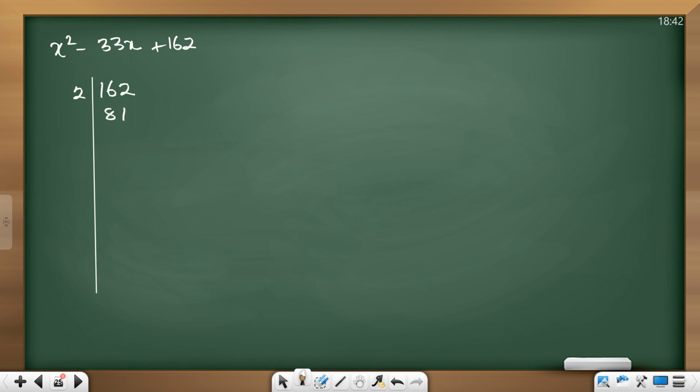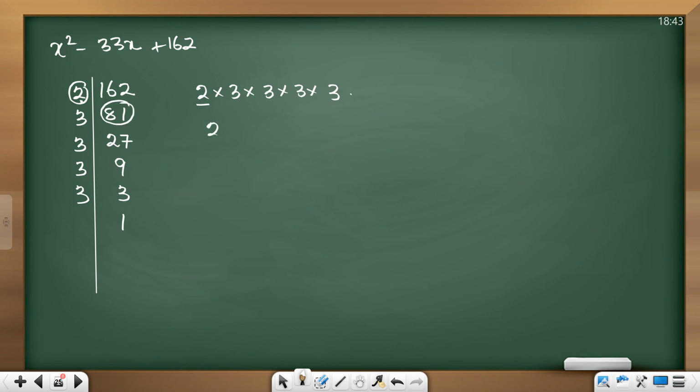2, 81, 3, 27, 3, 9, 3 again, 3, 3 again, 1. Please, everybody check. So I have 2 times 3 times 3 times 3. I am now going to be combining. If I take these 2 here, it's going to be 2 multiplied by 81. So I'm just going to be playing around. If I take 2 and 3, it would give me 6 times 27. I could play around and use 9.